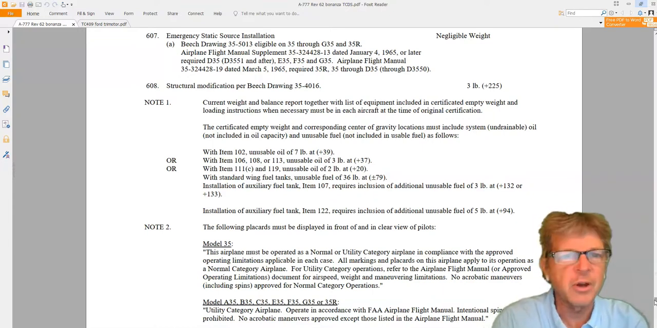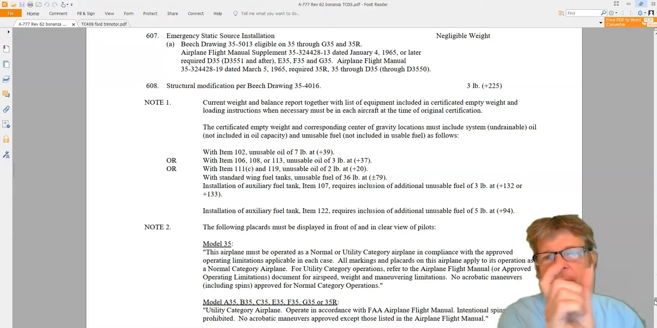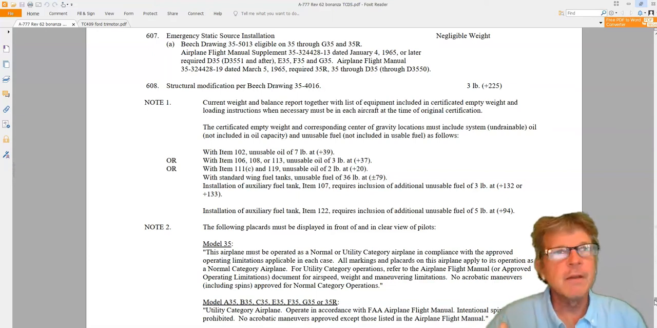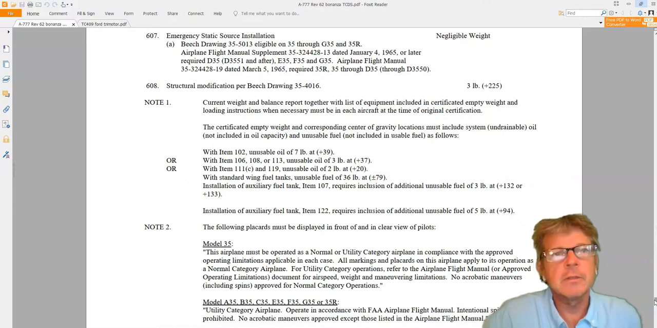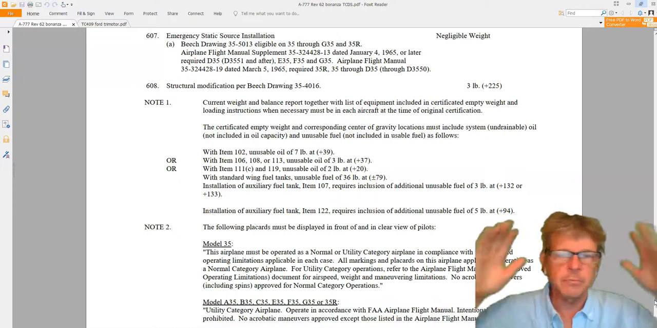And note two is almost always placards. It tells you what labels, what information needs to be stuck to the dash. There may be a warning like don't fly this airplane faster than 250 knots, or don't extend the flaps. Those messages are the placards, and those are almost always note two. So I don't think it's important. Some people do. Some people always say, well, note two is always this, whatever.